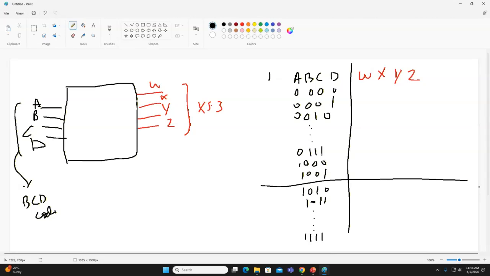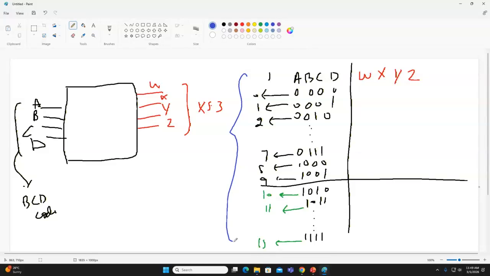Please remember, this is the code for what? 0, 1, 2, and this one 7, 8, 9. Now if you look at the green part, what is the code for this? 10, 11, up to 15. How many combinations are there in total for BCD? 16 combinations. Out of these 16 combinations, the black ones are valid codes or invalid codes? Valid codes. And the green ones? Invalid.